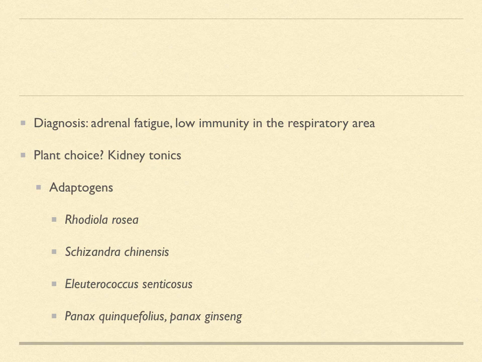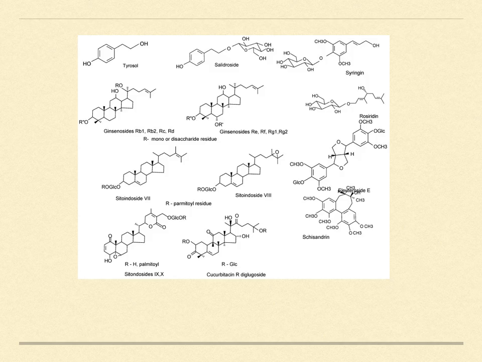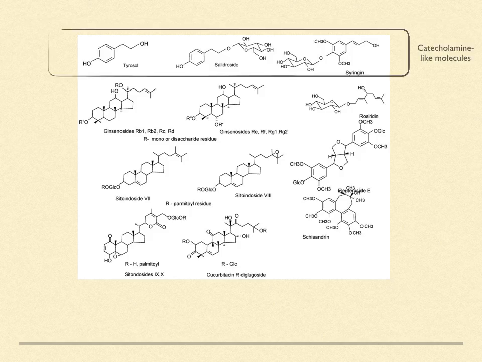If we try to have a reductionistic approach to these adaptogens, we study their compounds. They are made of thousands of compounds, and we realize that all adaptogens have compounds like this. They look very complicated, but actually we see that the top ones really look like our adrenaline and noradrenaline, or our catecholamines.